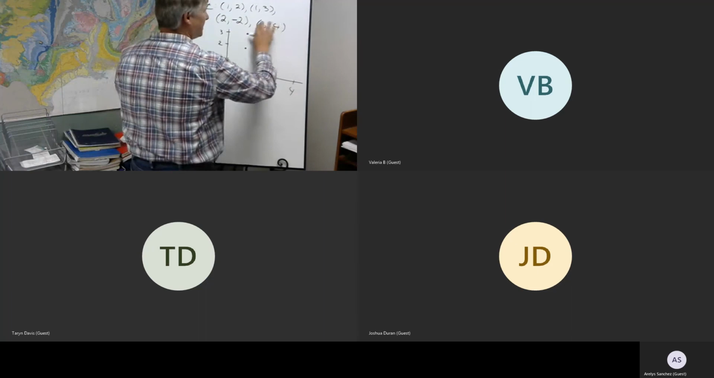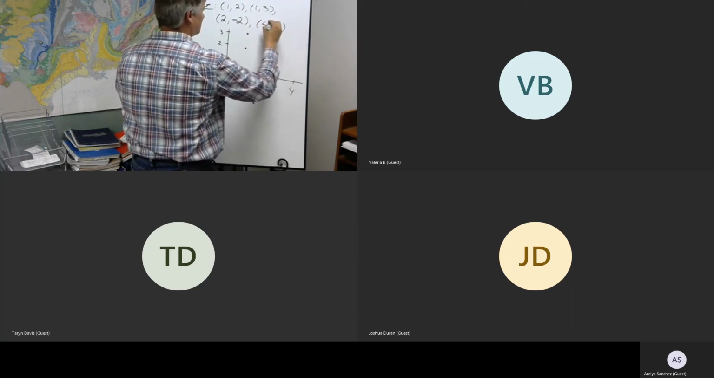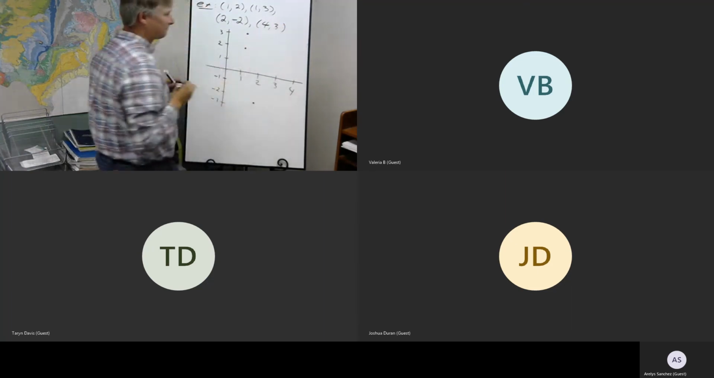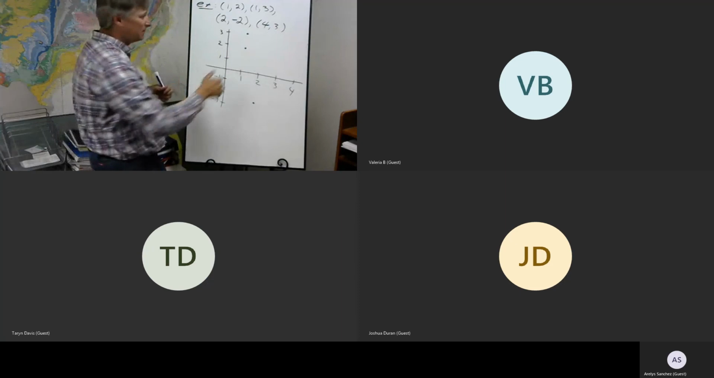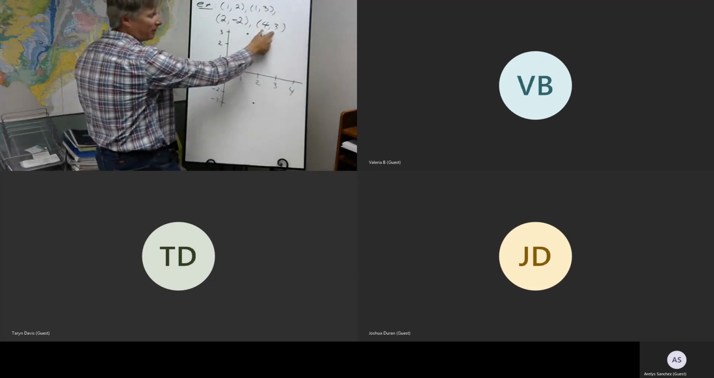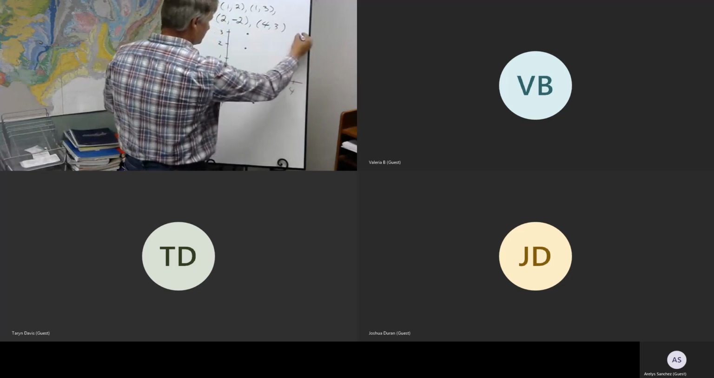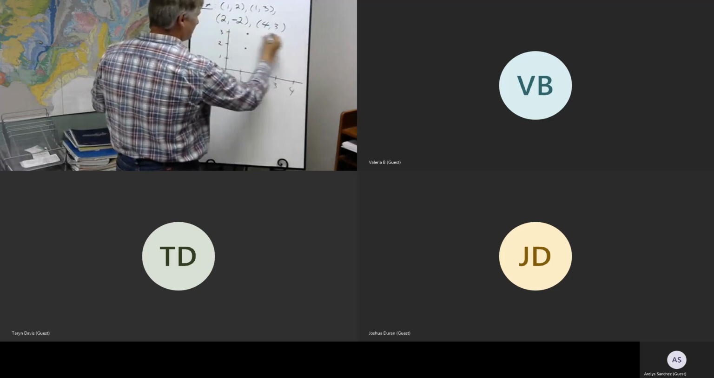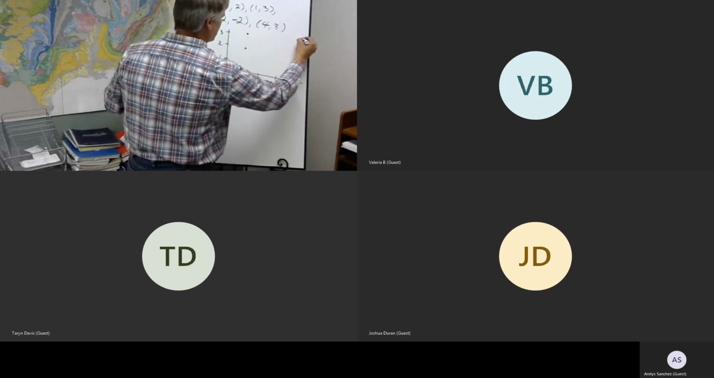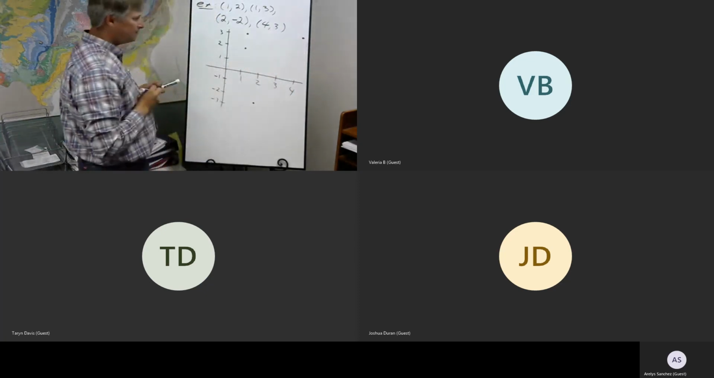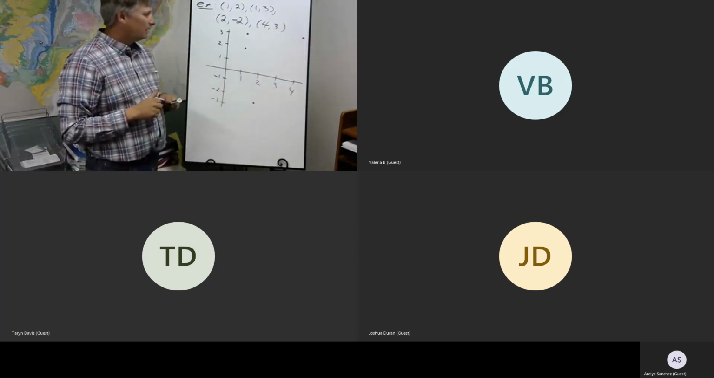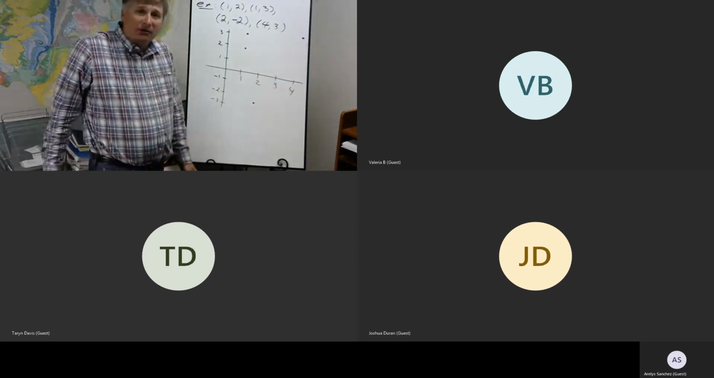I gotta change this, I apologize. Let's go 4 and 3. Change things up. Switch these, make this 4 and 3. Input is a vertical line at 4. Output, horizontal line at 3. Now this is not a function.